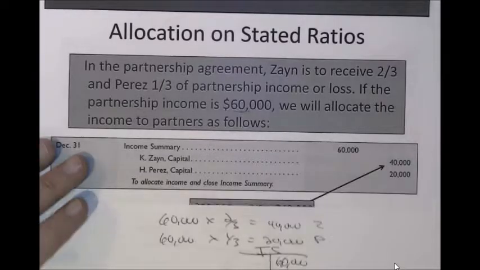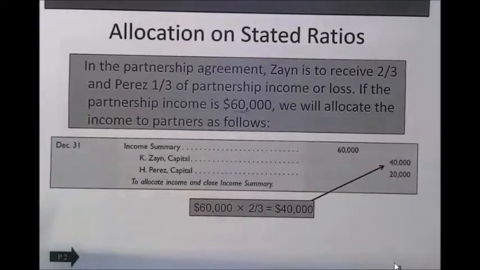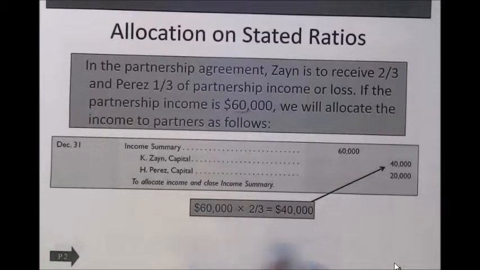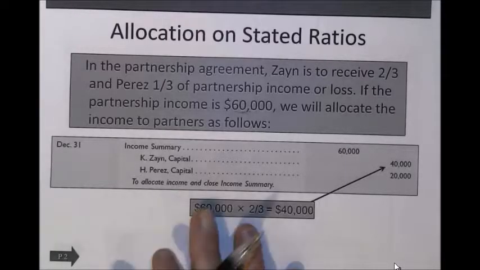So we'll do that journal entry to divide the income between Zane and Perez in a ratio of 2/3 to 1/3, right? In a ratio of 2/3 to 1/3. So that's pretty straightforward, right? That's just that stated ratio.